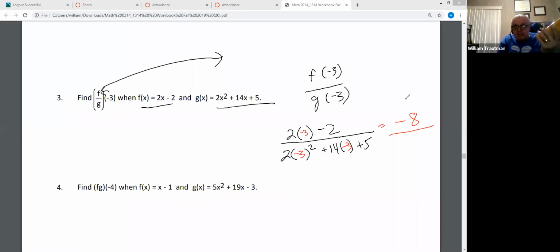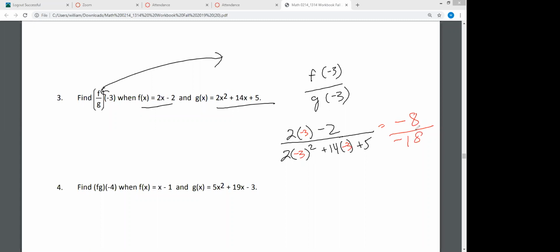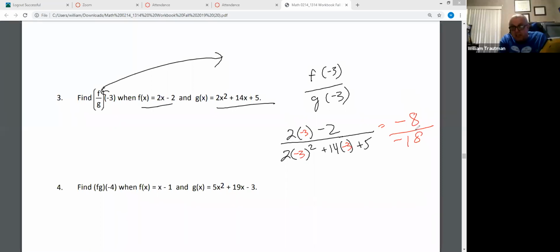I think I get negative 19. Anybody else put that bottom in their calculator? Yeah, it's negative 19. I wrote negative 18 though. It's negative 19, yes. So this is the answer.